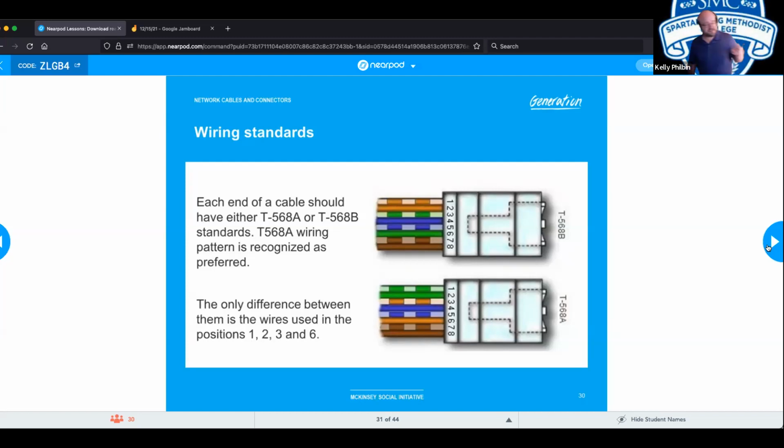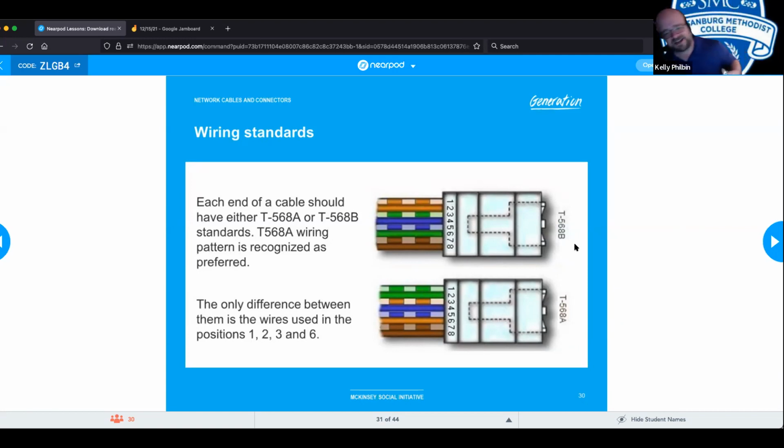You have two different standards that we have to know. There's the T568A and the T568B. Now, this would be if you were looking at the bottom of your cable. The little tab on the top is on the back, so you're actually looking at it from the very bottom of the connector. And there you go, you can see the colors.